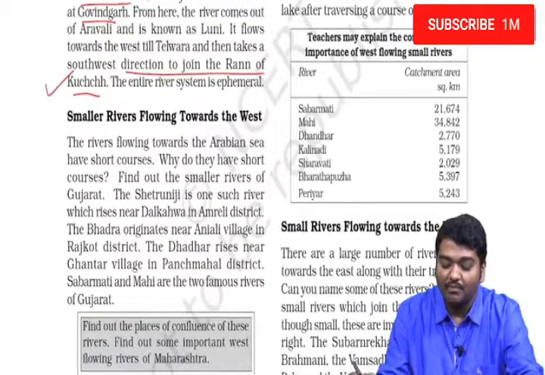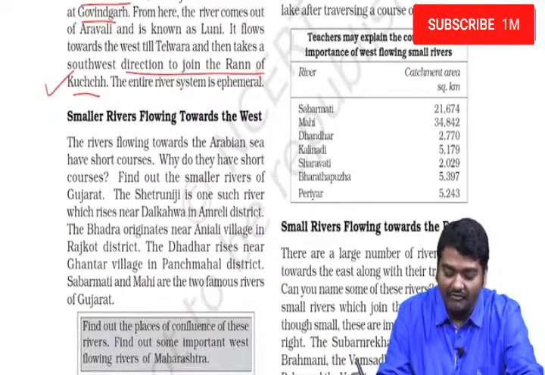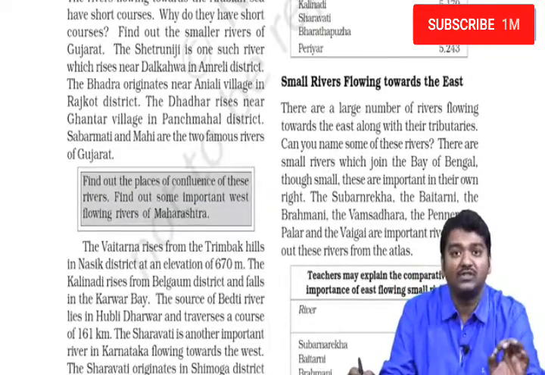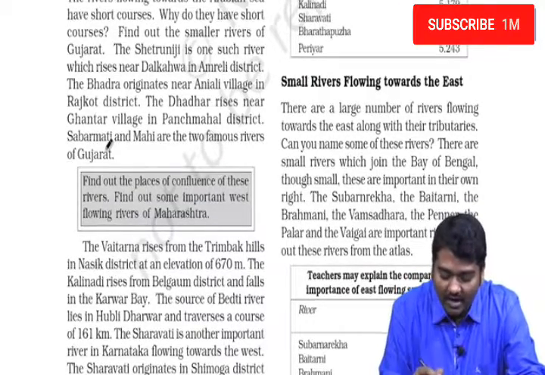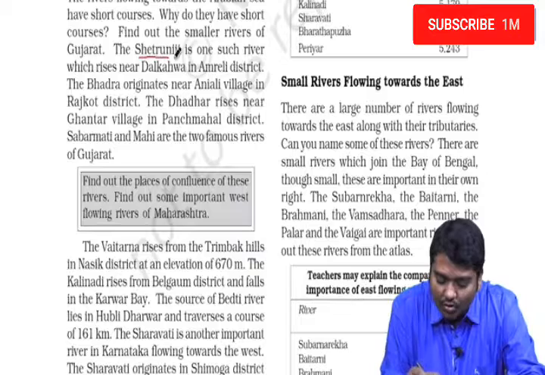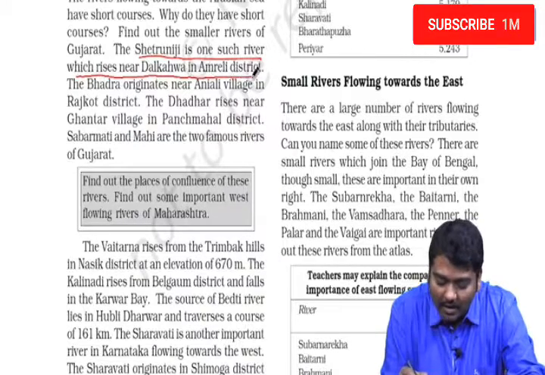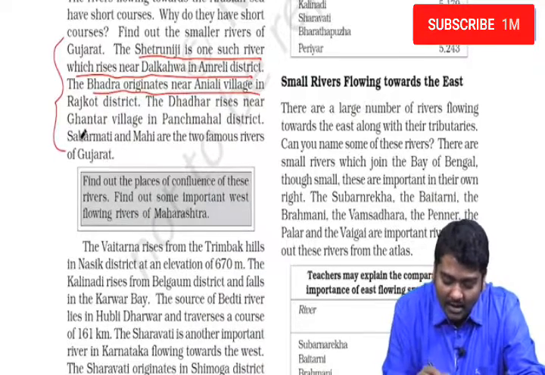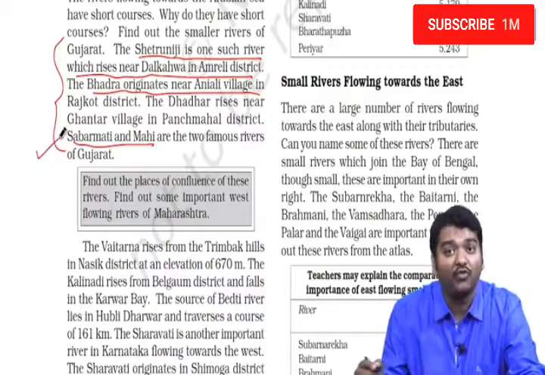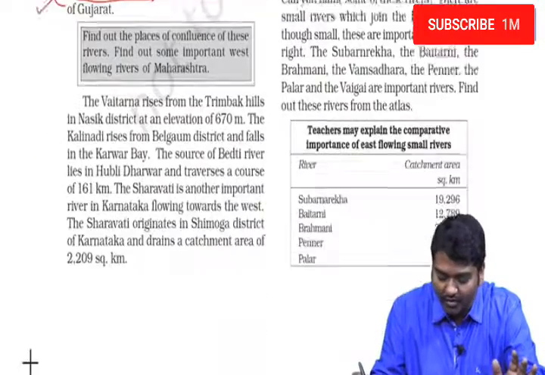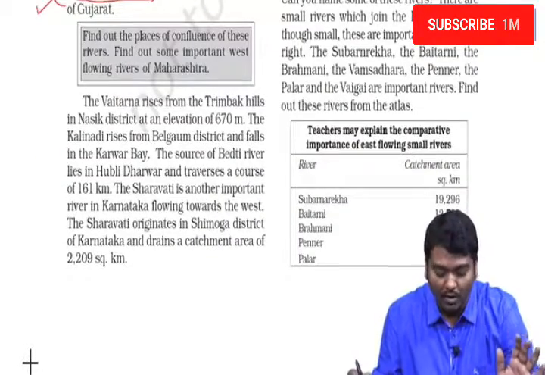Smaller rivers flowing towards the west. So here they have given you some small rivers that you need to know. Shatrunji is one such river which rises near Dalkhania in Amreli district. Bhadar originates near this, not important. Sabarmati and Mahi are two famous rivers and it is important for you. UPSC will not go beyond this.